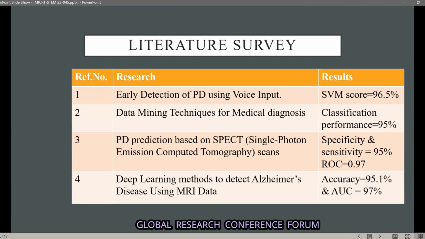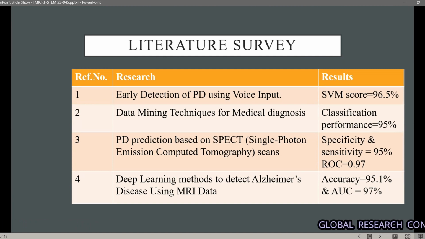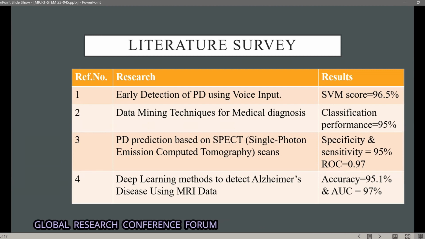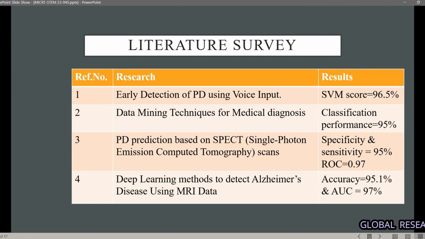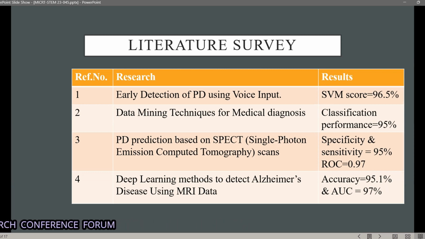Next, we will see the literature survey. Earlier, the authors used voice input for early detection of Parkinson's. They used the SVM algorithm and their score was 96.5%. Then, data mining techniques for medical diagnosis are popular, such as classification. The performance achieved in their experiment was 95%.